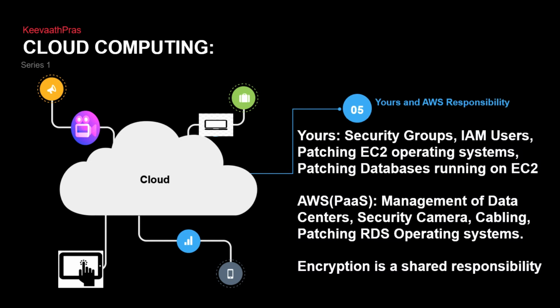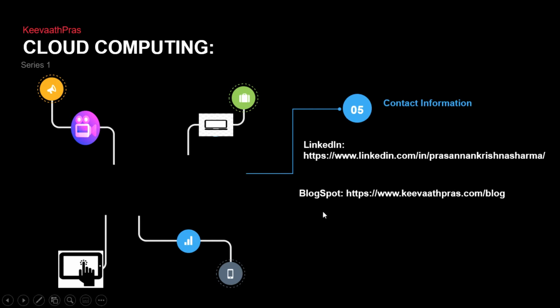When you buy your server and go on the cloud, go global, your responsibility is to create security groups and IAM users. IAM is Identity and Access Management, which I'll be covering probably in the next lecture. EC2 is a server, a minimal server, so operating systems. And the AWS responsibility is they manage the data center, which is a room full of servers. You need not worry about it: the disaster recovery, the security cameras, and the patching. Encryption, which is needed, is a shared responsibility. If you see my blockchain video, I've explained what encryption is.